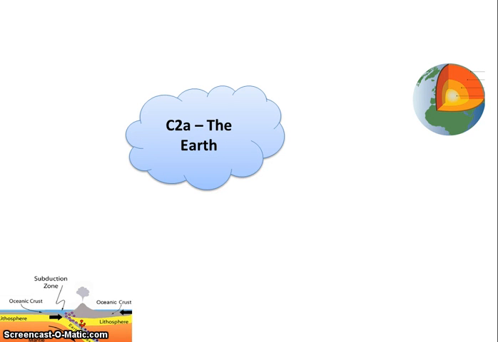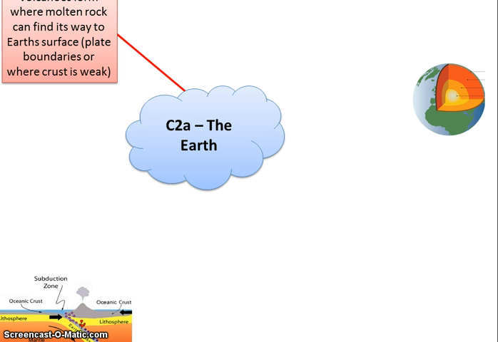Okay then, we are now looking at C2a, and we're starting off by looking at the structure of the Earth. You'll see over on the right hand side there's a diagram there, and you would be expected to know all of the different parts of the Earth. On the outside you have the crust, which is rocky and thin compared with the other layers. Then you have the orangey section, which is the mantle, and then on the inside you've got the outer core, which is liquid, and an inner core, which is solid. The core contains the iron and is very hot.